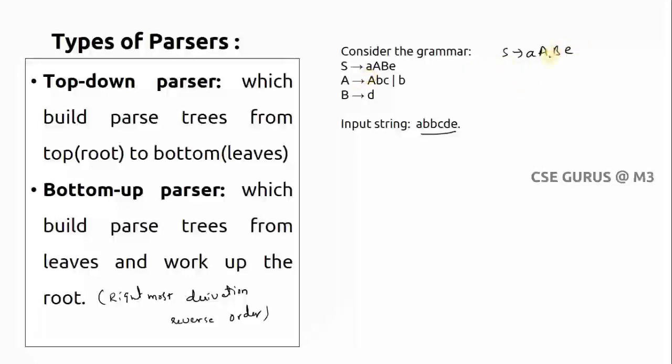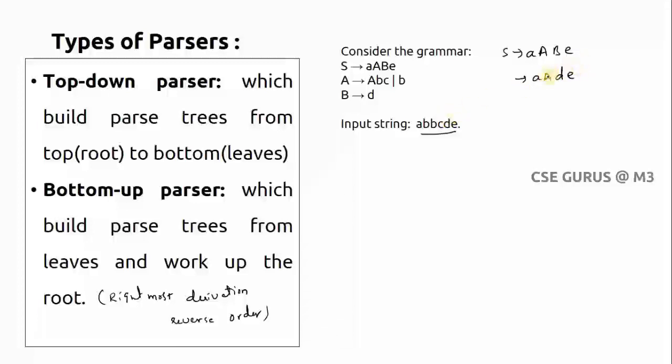What is rightmost derivation? Between these non-terminals, I'll come from the right side. E is a terminal, I don't want to take it. Next, B is a non-terminal, so I have to derive it first. Why? Because it's a rightmost derivation. If it were leftmost, I would derive the other one first. So B tends to D. That means I write A, then B derived as D, then E. You can see E and D are both satisfied from the right side.